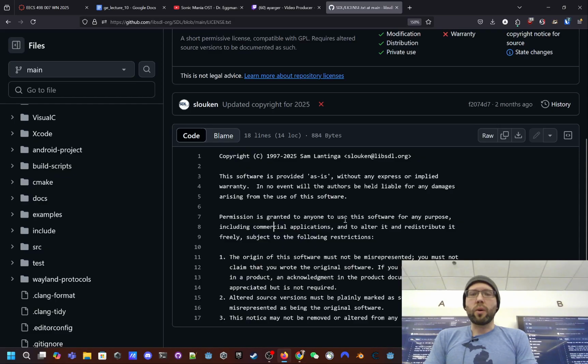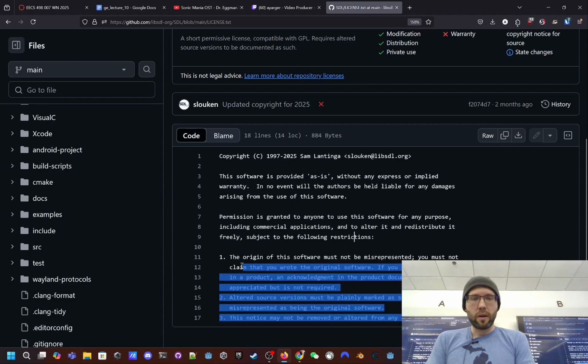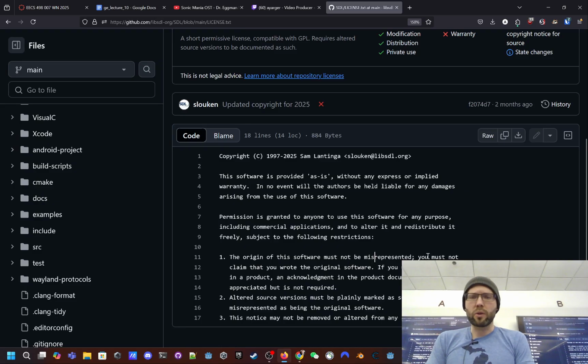Permission is granted to anyone to use the software for any purpose, including commercial applications, and to alter it and redistribute it freely, subject to the following restrictions. So here's what you need to do. The origin of the software must not be misrepresented. You must not claim that you wrote the original software. If you use the software in a product, an acknowledgement in the product documentation would be appreciated, but it's not required. You don't even need to tell someone that you're using SDL. But you can't say that you wrote it, okay?